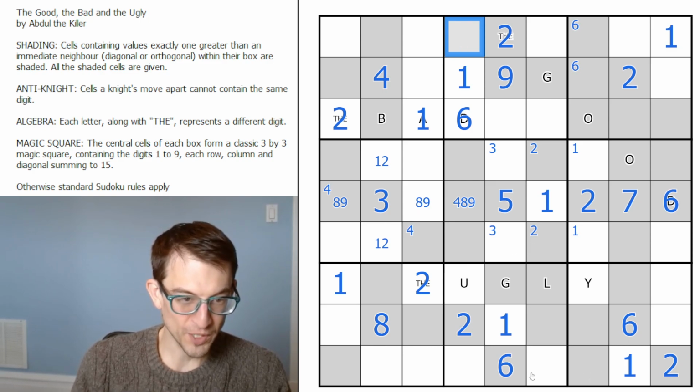We'll start in box 8. So where is the 3 in box 8? It can't be here because they're adjacent to the 2 and unhighlighted. It can't be here because of this pencil mark.